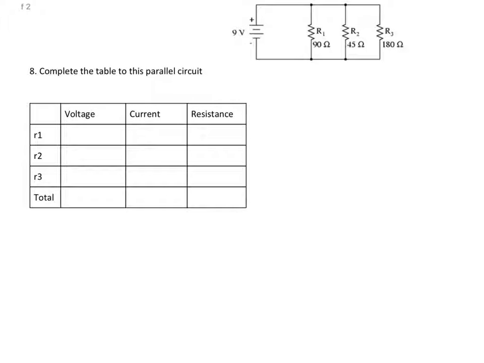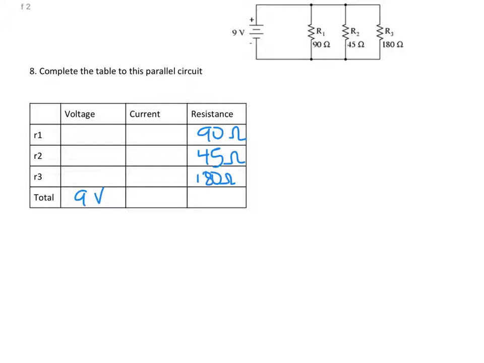Hey guys, this is question 8 on your study guide for your quiz. We've got a parallel circuit with 3 resistors, and we are going to fill in the chart with everything about the circuit. So what I'd first start doing is just fill in what's given to you on the chart, which is our 3 resistors of 90 ohms, 45 ohms, and 180 ohms. All right, we also know our total voltage of the battery is going to be 9.